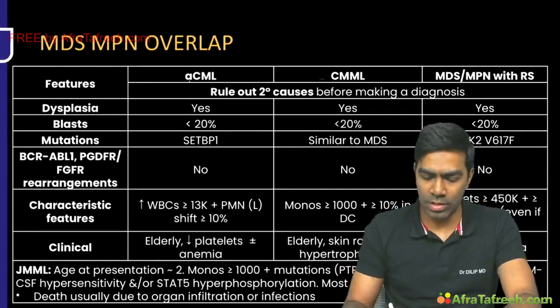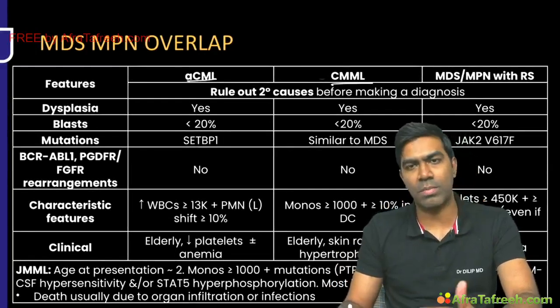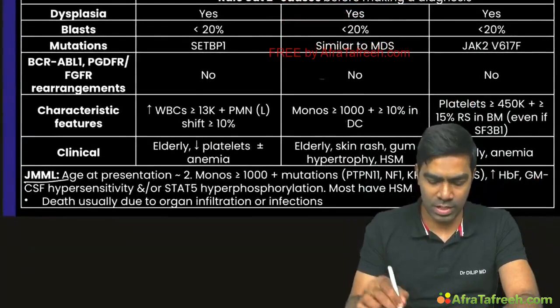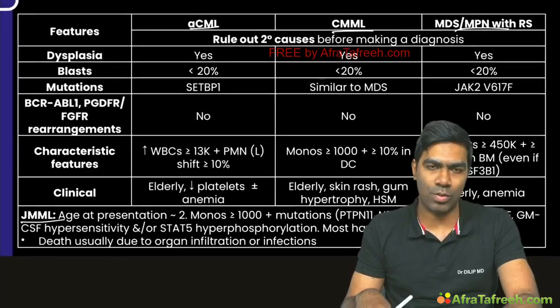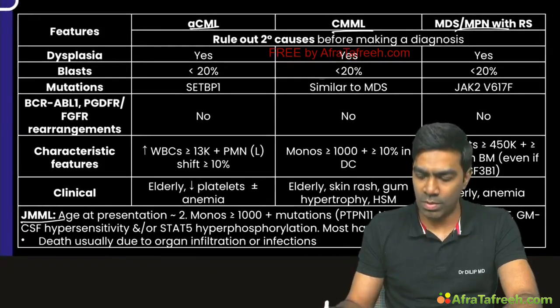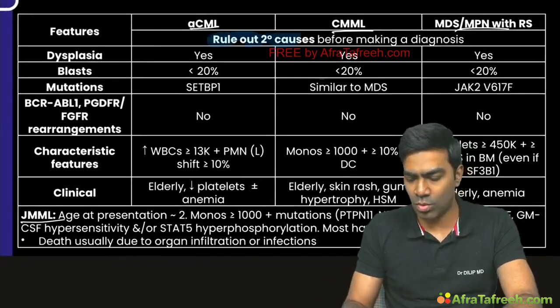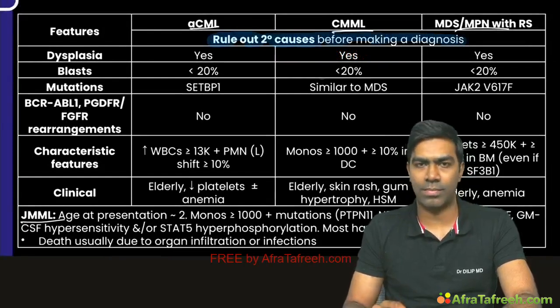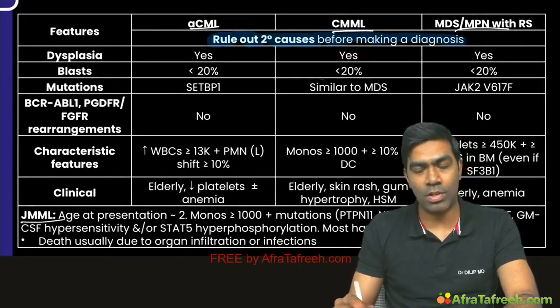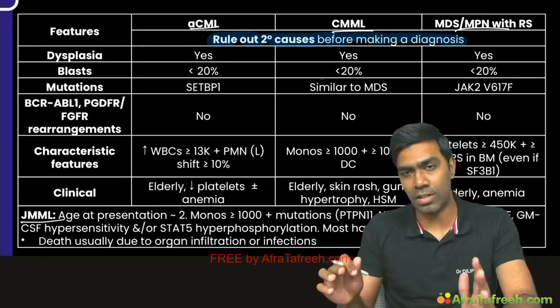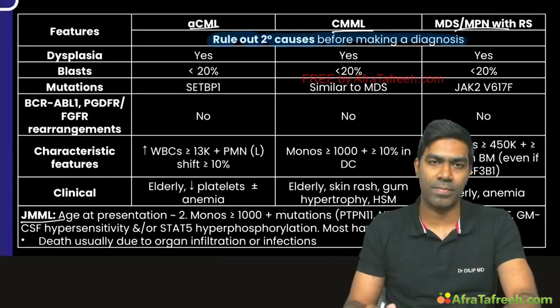We have 4 disorders: atypical CML, CMML, that is chronic myelomonocytic leukemia, MDS/MPN with ring sideroblasts, and JMML, that is juvenile myelomonocytic leukemia. It's important to note that before diagnosing any of these disorders, you have to rule out all the secondary causes. You have to rule out other myeloproliferative neoplasms also. Basically, these are very rare disorders and diagnoses of exclusion, by the way.